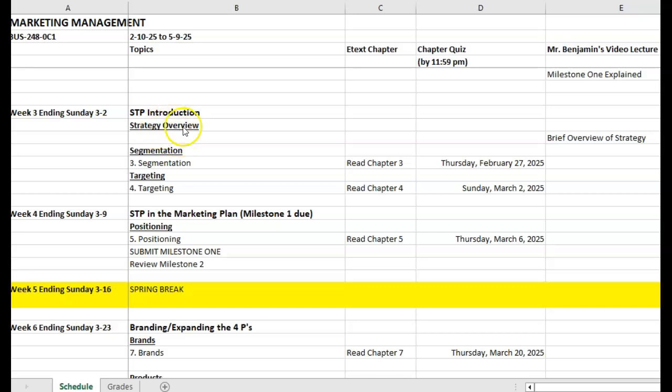Then I'm going to give you a brief strategy overview. There's a video out there, a micro lecture I've done before, which is just an overview of strategy and gives you an idea of what's involved with strategy. You also start to appreciate how closely marketing and the overall strategy of the organization tie together. It's really important that they do. So I put a video out there for you to watch. It's not real long, but it's got a lot in it.